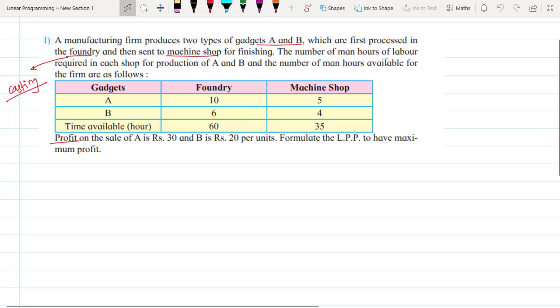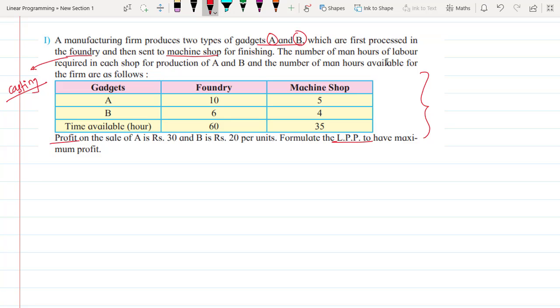The number of man hours available. Gadget A and gadget B are moving from the foundry to the machine shop, and the number of man hours of labor required in each shop for products A and B, and the number of man hours available for the firm, all the details are given in this table. A and B have to go through both the foundry and the machine shop, but each section will require some man hours, and that man hours availability is given. Just by giving this table they have finished half of the solution. So we just need to formulate the linear programming problem, formulate the LPP.